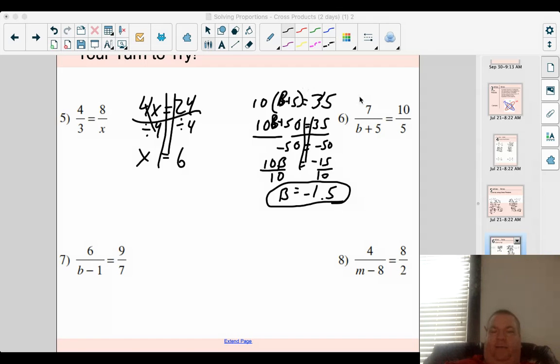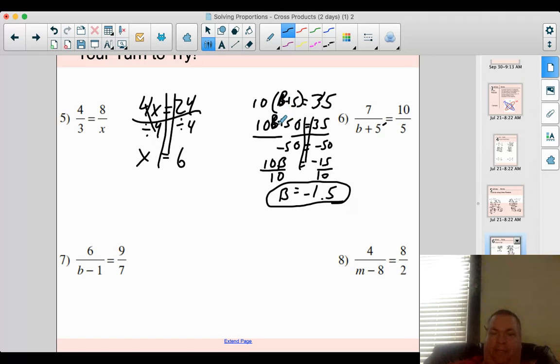If we look at this one, we have 10 times B plus 5. I chose to use a capital B because my lowercase b was looking like a 6. So 10 times B plus 5 equals 7 times 5, which is 35. I had these parentheses I had to get rid of first, so I distributed: 10B, and then 10 times 5 is 50, so 10B plus 50 equals 35.